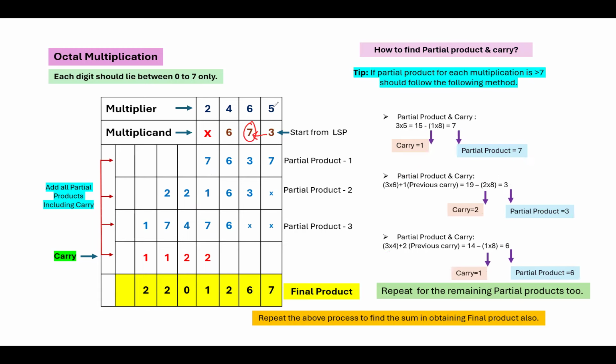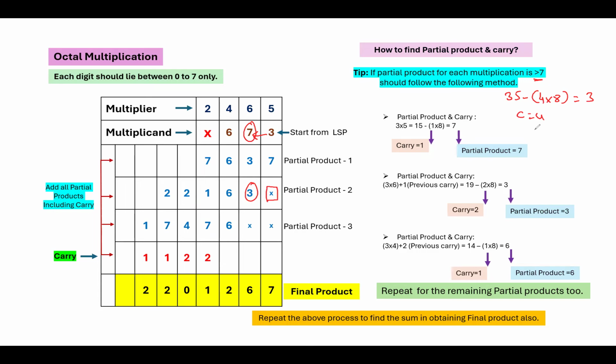Multiply with the 7. 7 5s are 35. So 4 into 8, 4 8s are 32. The difference is 3. So carry equal to 4. This is the partial product digit we should write at this place. To write this partial product, just leave one digit space.